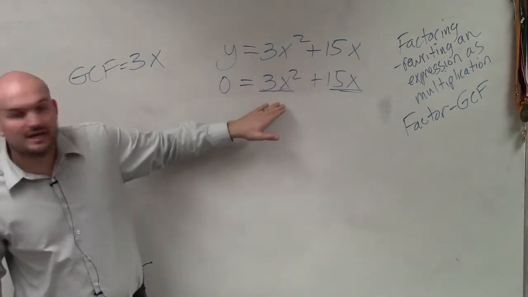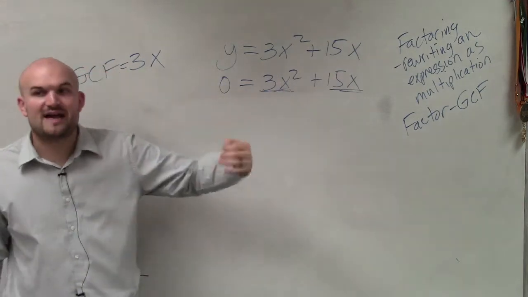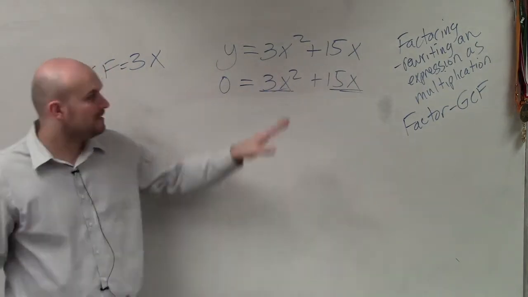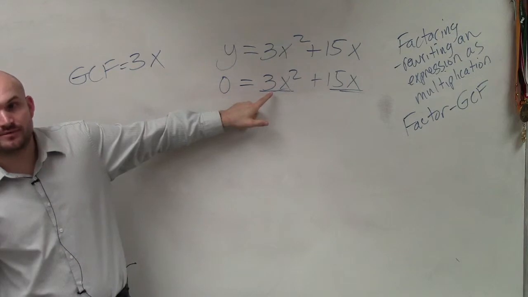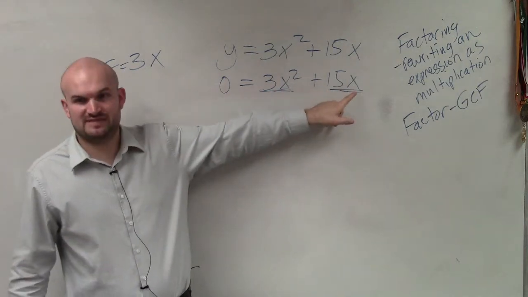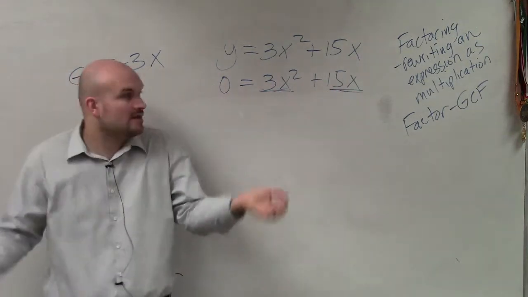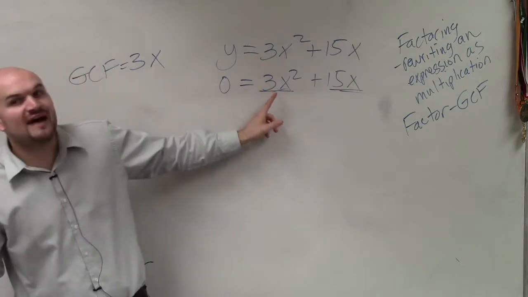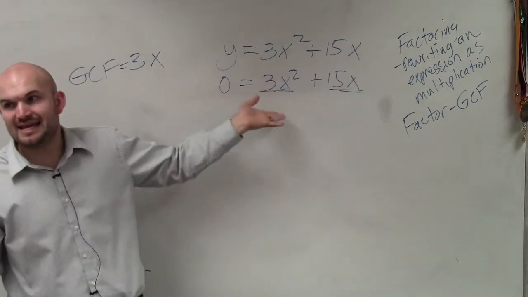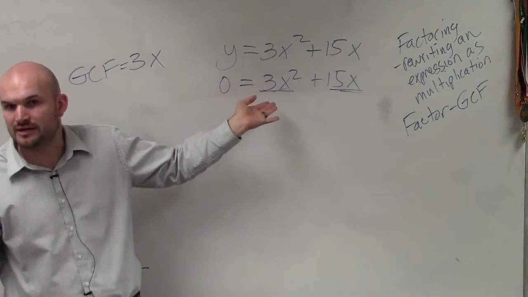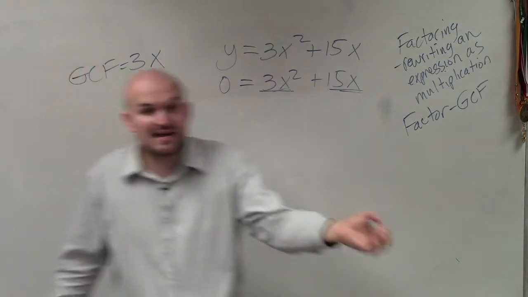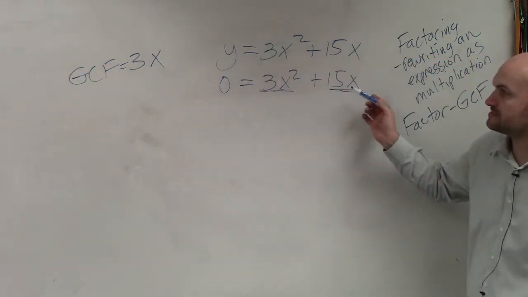So when you're looking at your GCF, you want to find the factor that divides into both of them. Does 3 divide into 3x squared? Yes. Does 3 divide into 15? Yeah, so you want to find the largest number. The only numbers that divide into 3 are 3 and 1. So I can't say that there's any larger number than 3, right? So 3 is the greatest factor that divides into these two terms.